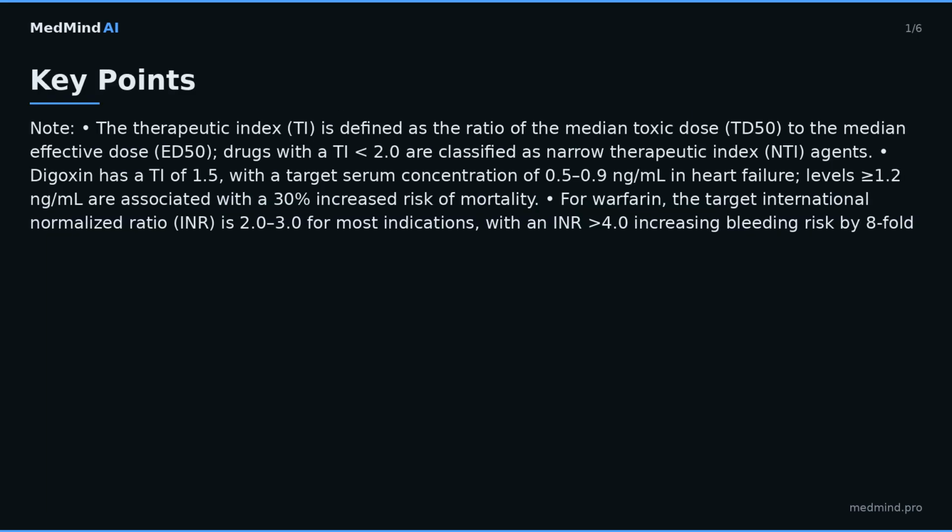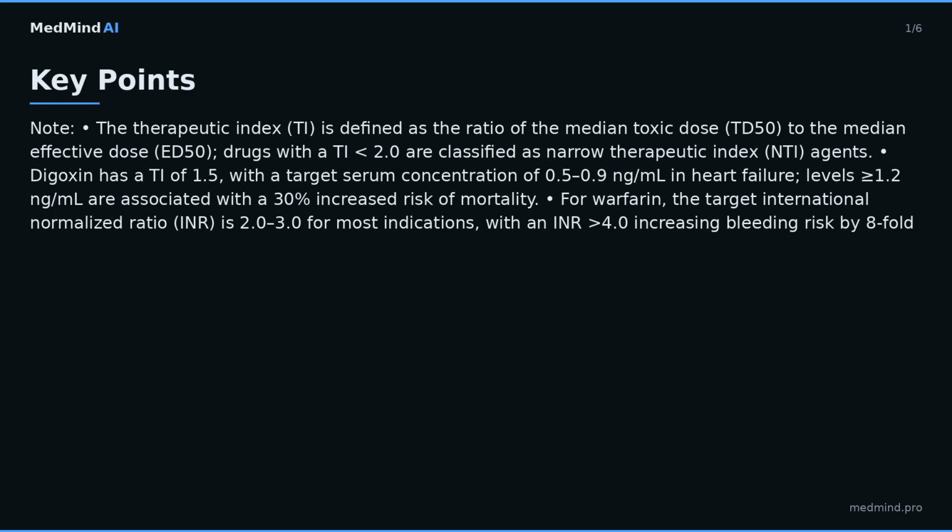Key points. Note: the therapeutic index, TI, is defined as the ratio of the median toxic dose, TD50, to the median effective dose, ED50. Drugs with a TI less than 2.0 are classified as narrow therapeutic index, NTI, agents. Digoxin has a TI of 1.5, with a target serum concentration of 0.5 to 0.9 nanograms per milliliter in heart failure. Levels greater than or equal to 1.2 nanograms per milliliter are associated with a 30% increased risk of mortality.